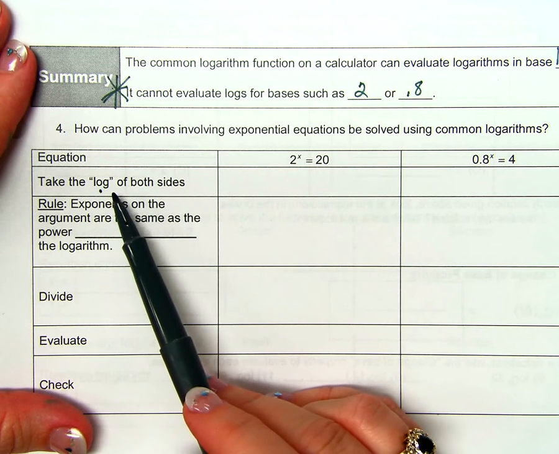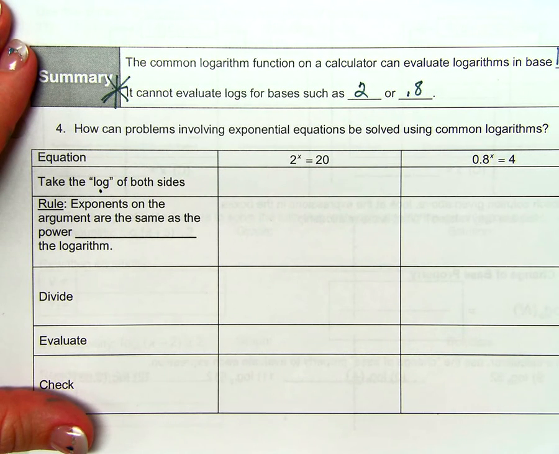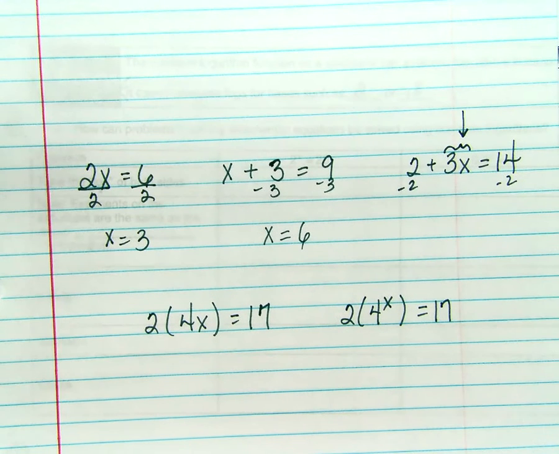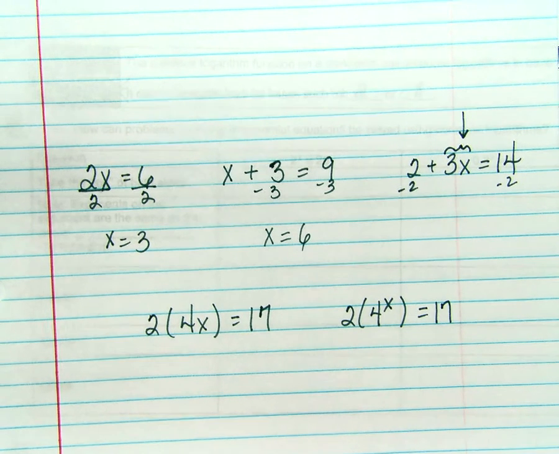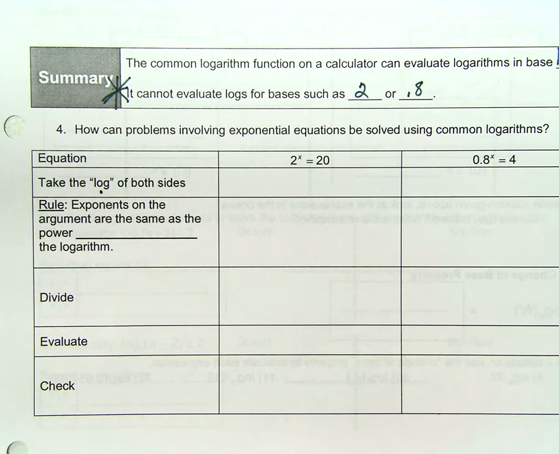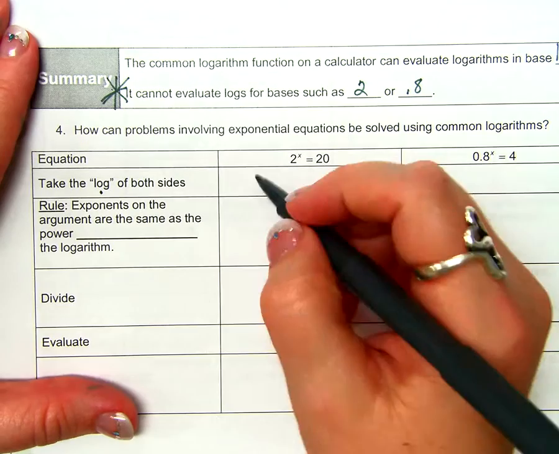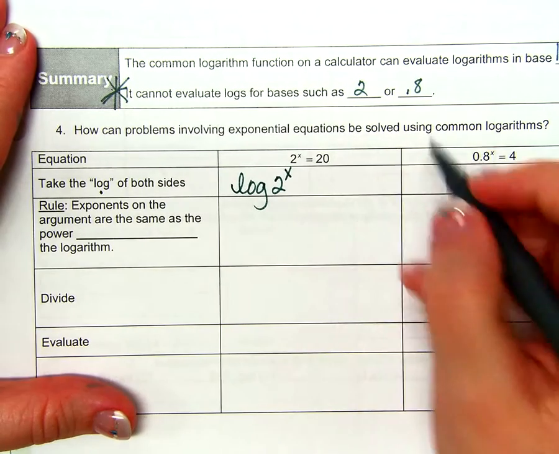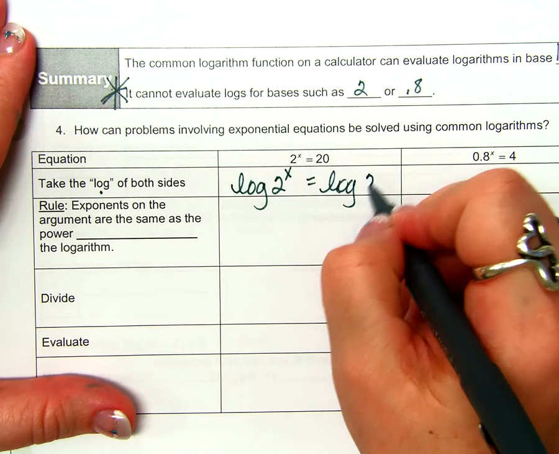What does that mean, take the log of both sides? You know how on these previous problems we divided both sides by 2 or added 2 to both sides. Why are we allowed to do that? Because we're doing the same thing to each side. We're not changing the value of the equation, are we? So here we're going to apply the operation of a logarithm to both sides of the equation. So we're going to write log of 2 to the x equals log of 20.